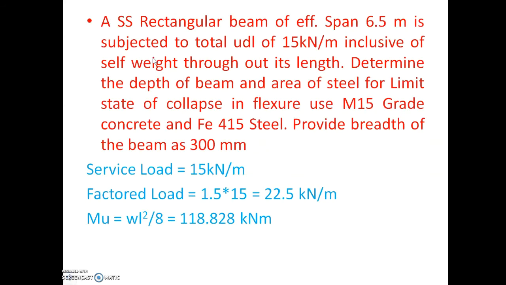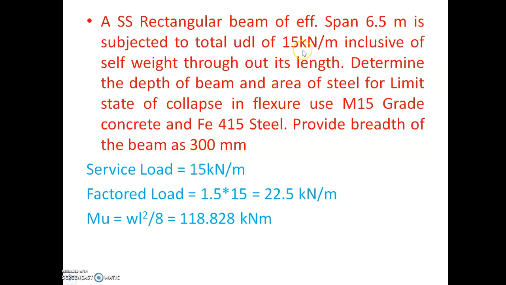This is another example of singly reinforced beam design. A simply supported rectangular beam of effective span 6.5 meters is subjected to a uniformly distributed load of 15 kilonewton per meter inclusive of its self-weight throughout its length. Determine the depth of the beam and area of the steel by using limit state of collapse in flexure, by using M15 grade of concrete and Fe 450 steel, and the width of the beam is restricted to 300 mm.